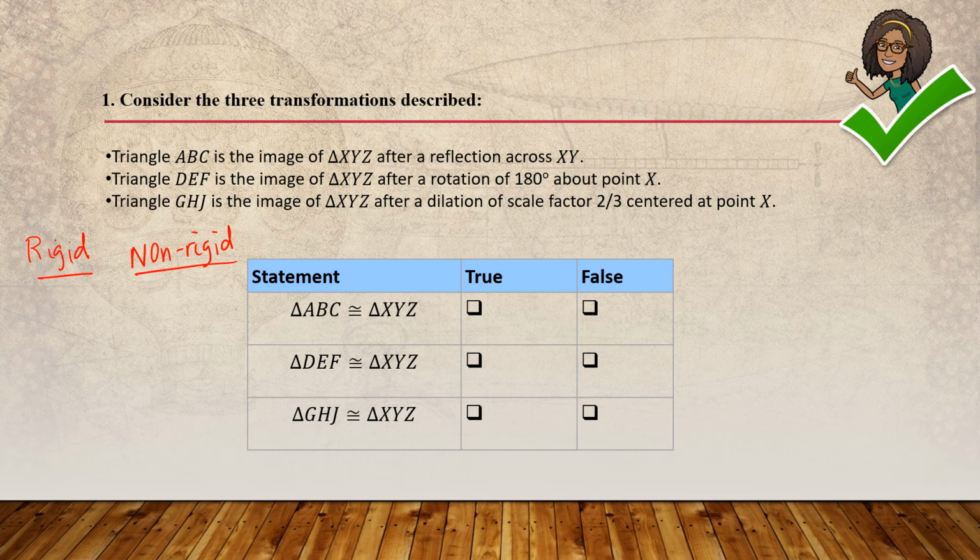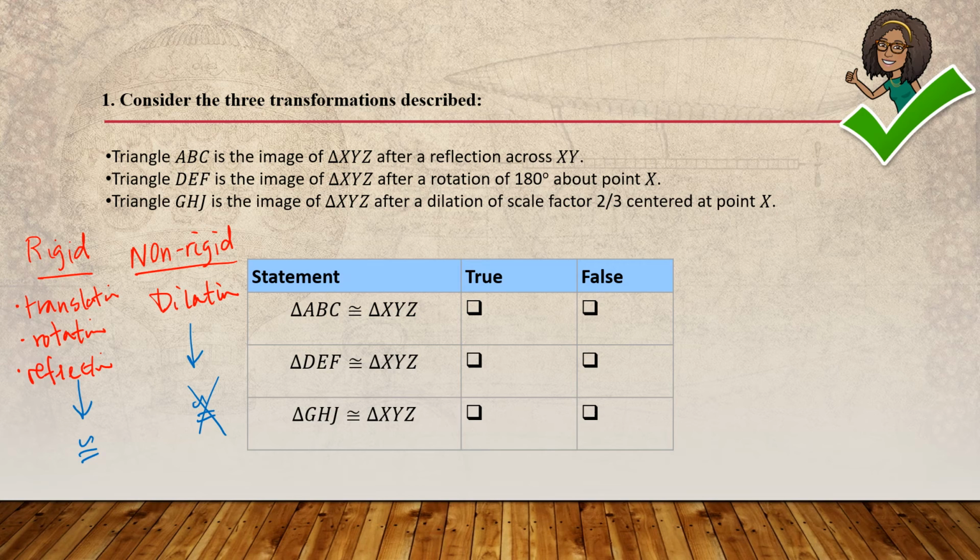So we know rigid transformations involve a translation, a rotation, and a reflection. And non-rigid transformations is a dilation. So we know that these rigid transformations always produce congruent figures, and non-rigid transformations do not produce congruent figures. So that means if I'm mapping one triangle onto another through a rigid transformation, we can automatically say that yes, these actually are congruent figures.